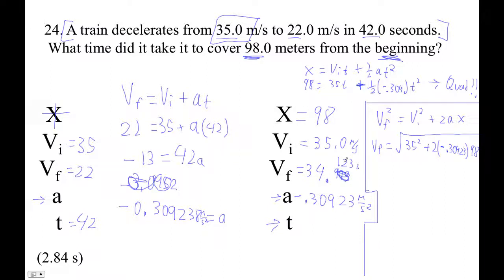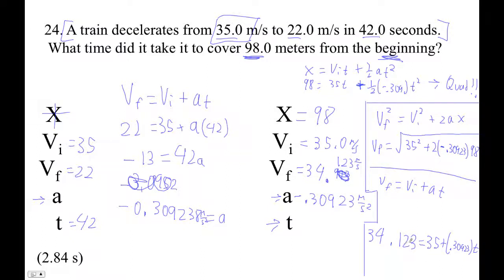So 34.123 meters per second is that final velocity. Now I'm all set. Now I can use Vf equals Vi plus At. So I type in 34.123 equals 35 plus negative 0.30923 times t.